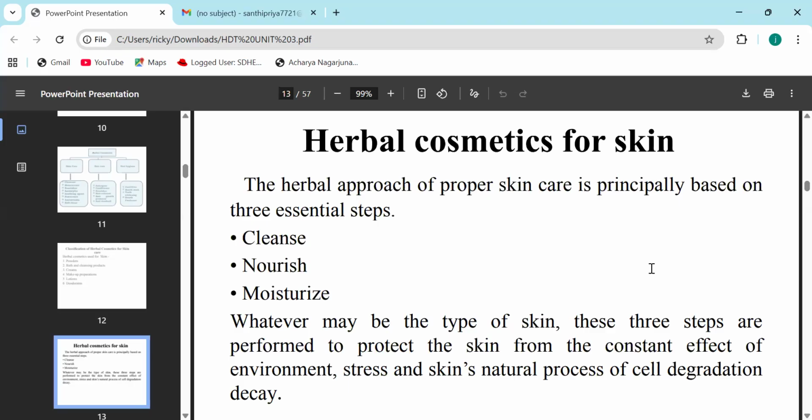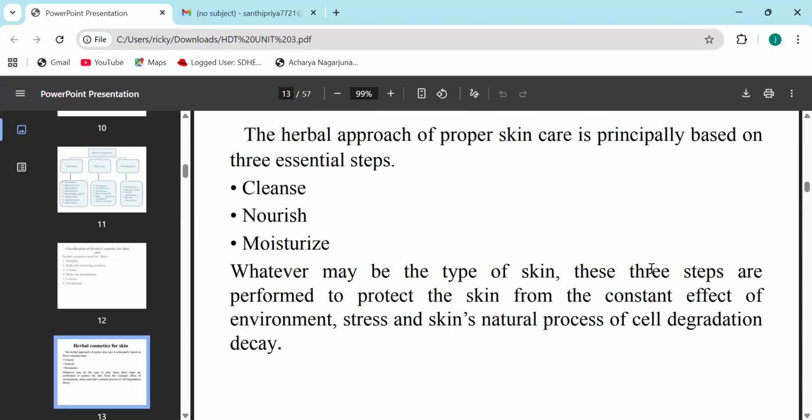Whatever the type of skin, these three steps are performed to protect the skin from the constant effect of the environment and stress conditions, and the skin's natural process of cell degradation and decay. And next, the herbal approach of proper skincare is principally based on three essential steps.